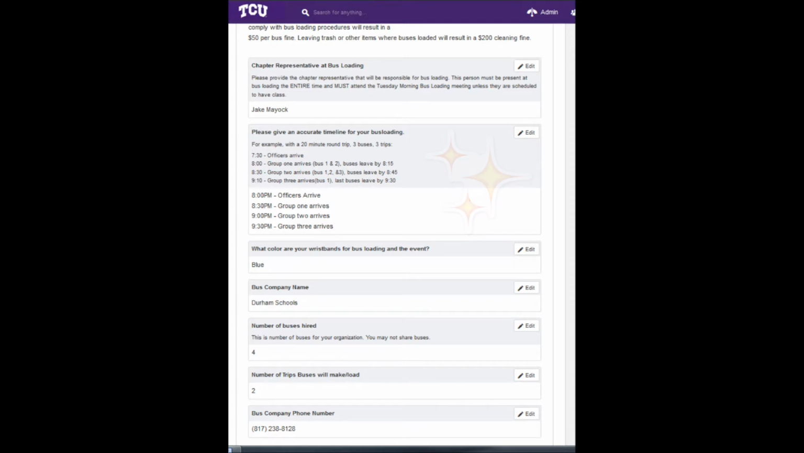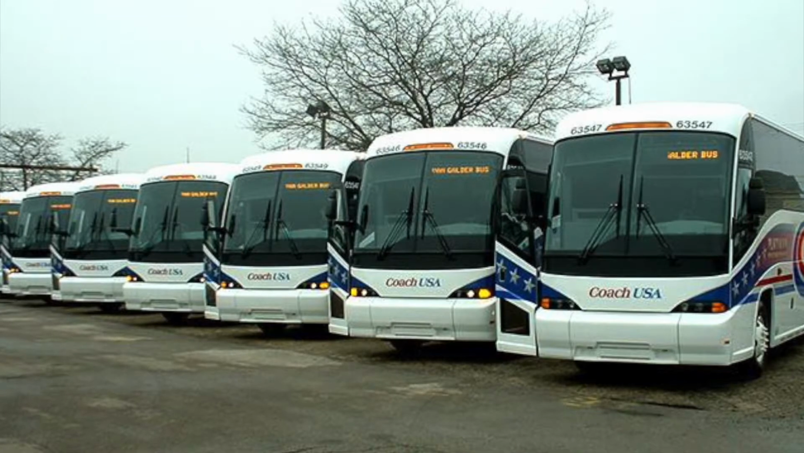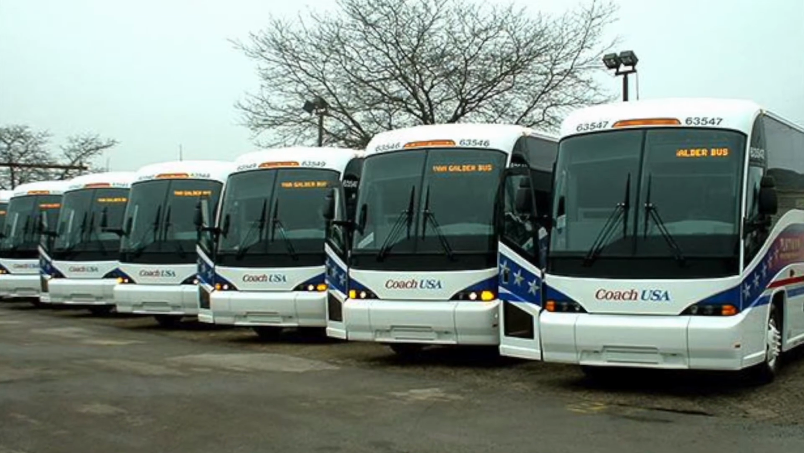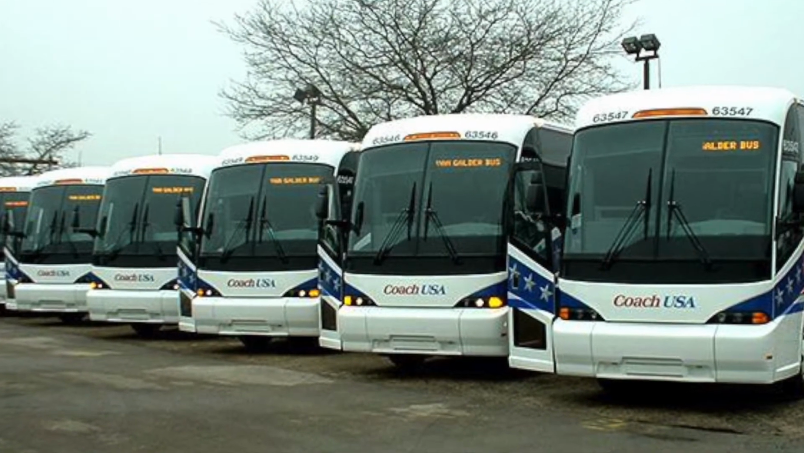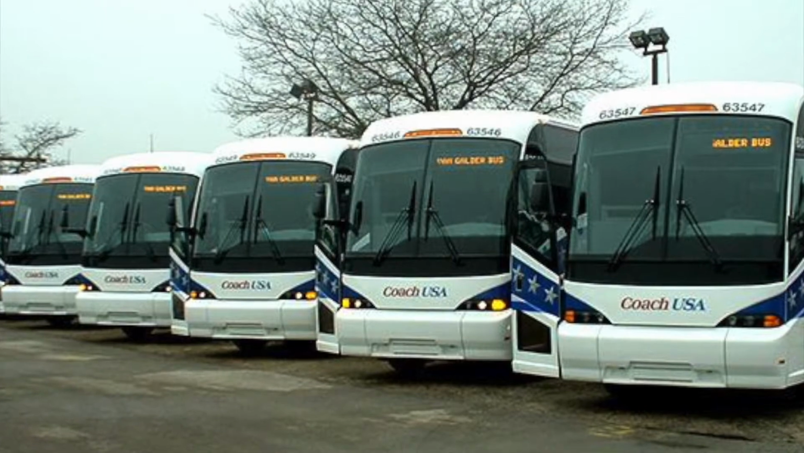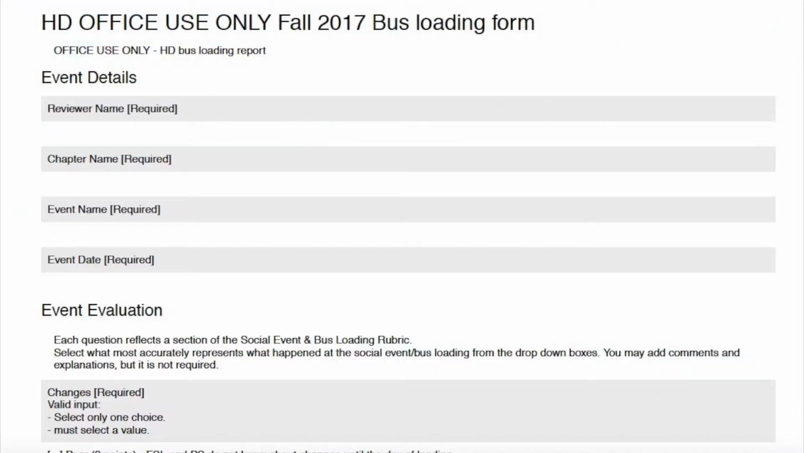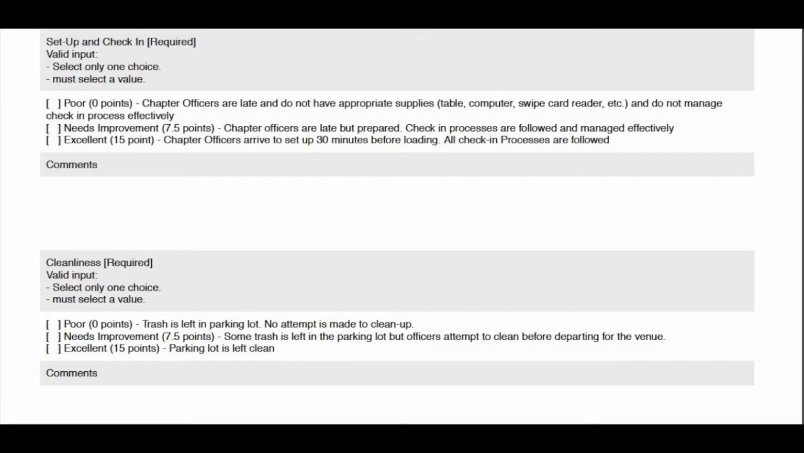We keep this information and share it with TCU police in case we have any issues during the loading and transportation. On the day of the event, the hall director on duty and TCU police use this form to evaluate how well the event was handled by the organization. We take into account many things, such as being on schedule, maintaining the area clean, having no disruptions, and any alcohol or drug incidents that happened during the event.